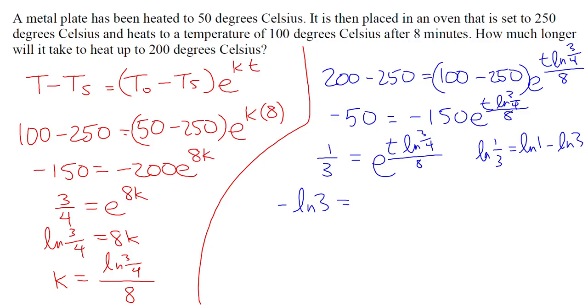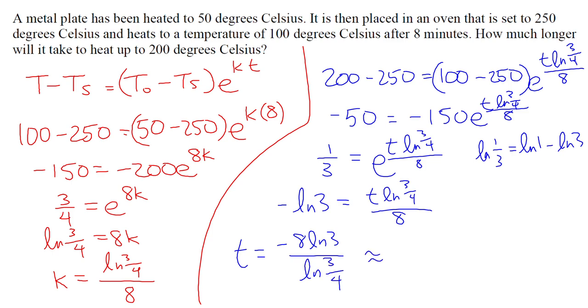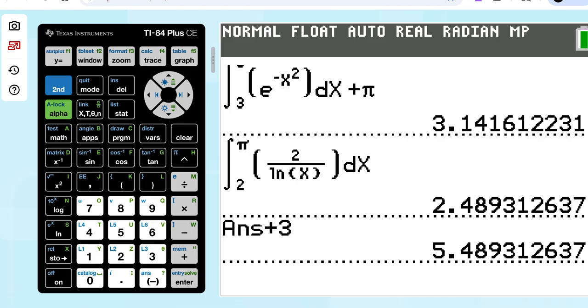And then on the other side, the e cancels out when we take the natural log, so we're just left with t natural log 3/4 over 8. And solving for t, we get t is equal to negative 8 ln 3 over ln 3/4. And we should be able to put that into our calculator to come up with an answer. So we'll do that. We've got negative 8 ln 3.